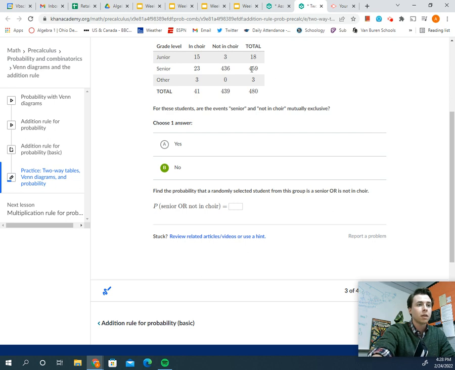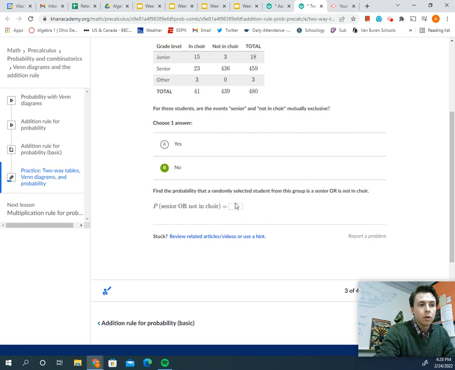So what I'm going to do is take my number of seniors, 459, add it to the number not in choir, but then subtract those who are in both categories. My calculator screen looks like this, adding together the 459 and the 439, but subtracting the 436. And I find that there are 462 students who would be considered a senior or not in choir.